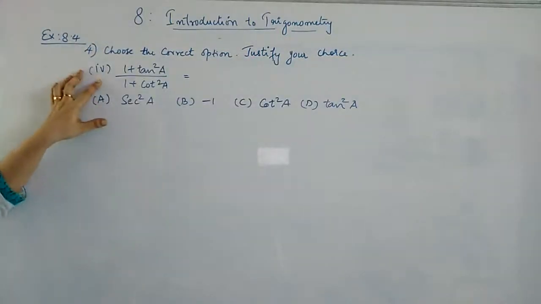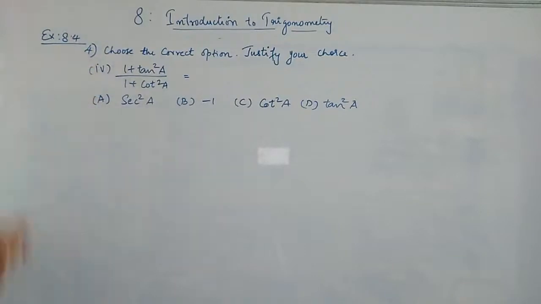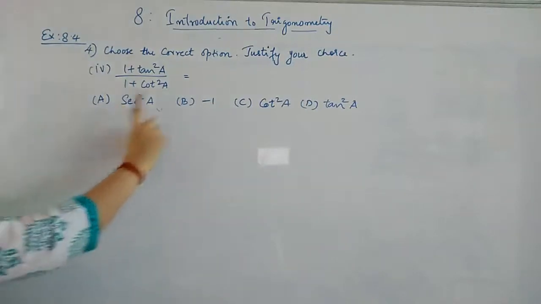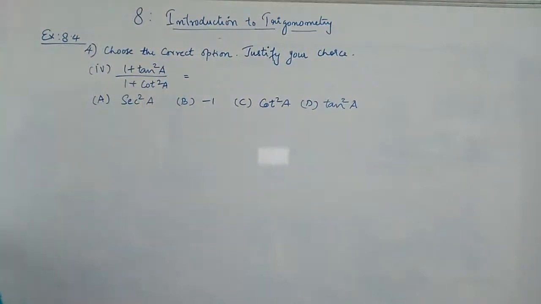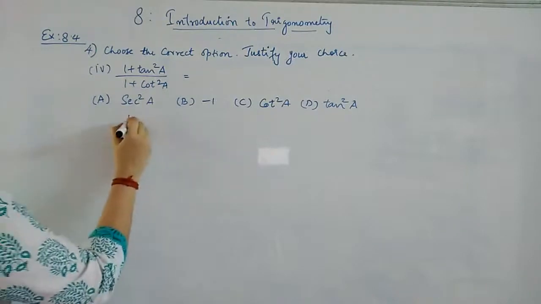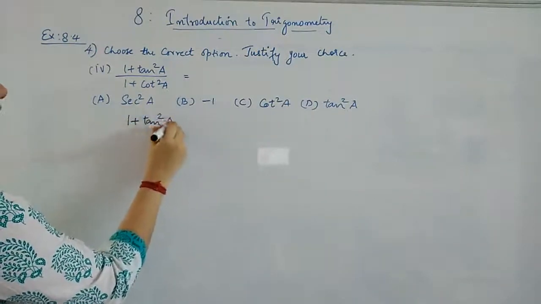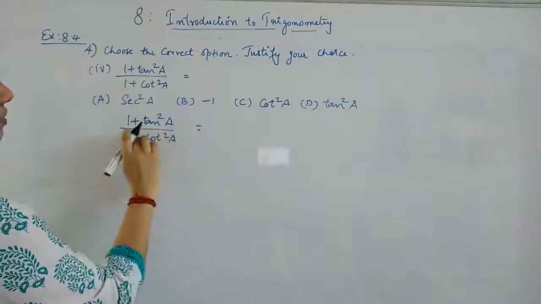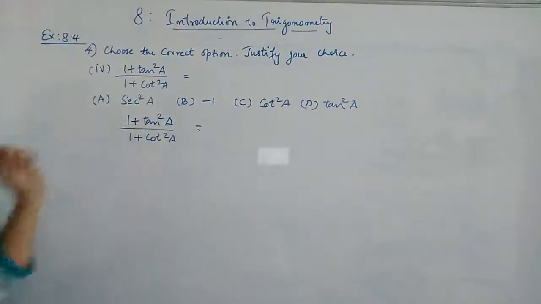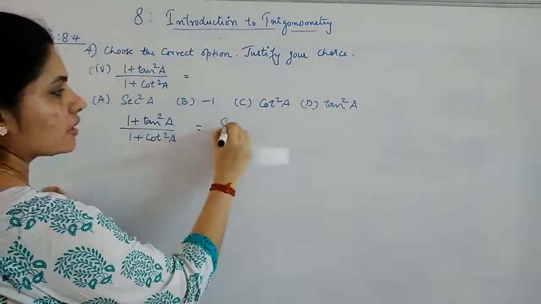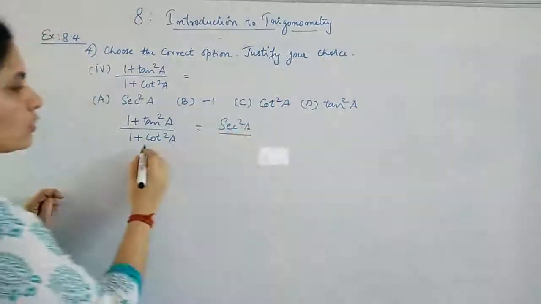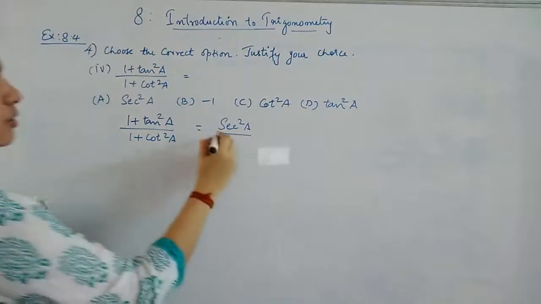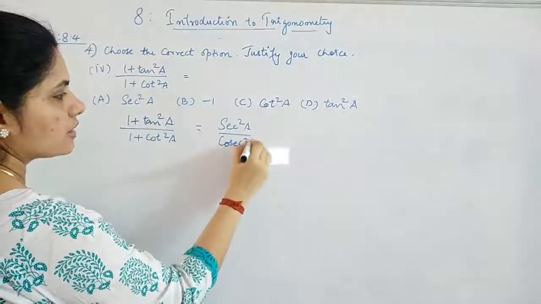Subdivision 4 for question number 4 is 1 plus tan square a divided by 1 plus cot square a is equal to, you have sec square a, minus 1, cot square a, tan square a. So which one is correct, we'll see. Starting with the question, 1 plus tan square a divided by 1 plus cot square a is equal to, what is 1 plus tan square a? By the identity you have sec square a, right? And what is 1 plus cot square a? It is cosec square a, that you have already studied.